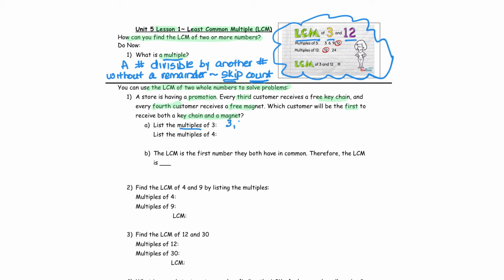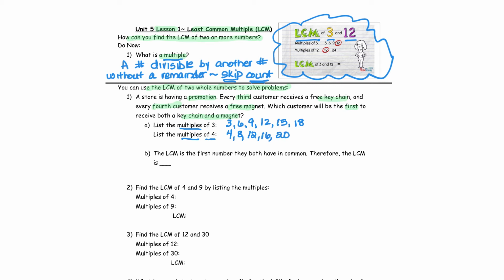3, 6, 9, 12, 15, 18. I would start off with going maybe about 5 numbers or so to see if there's anything in common. I'm going to show you a little trick for the next one though. Okay, list the multiples of 4. That would be 4, 8, 12, 16, 20.